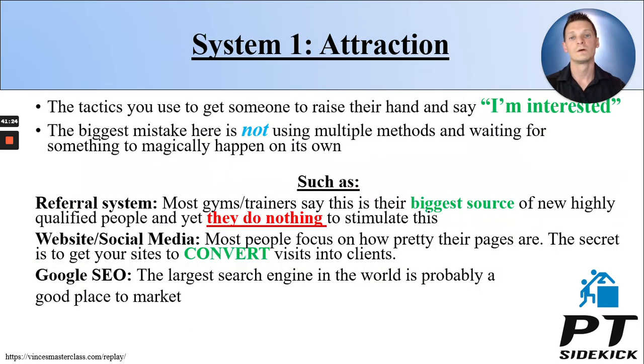So system 1 is attraction. The attraction is all about the tactics you're going to use to get someone to raise their hand and say, you know what, I'm interested in what you're selling. I think what you have is a fantastic product. I want to learn more. The biggest mistake here is not using multiple methods and just waiting for something magically to happen on its own.